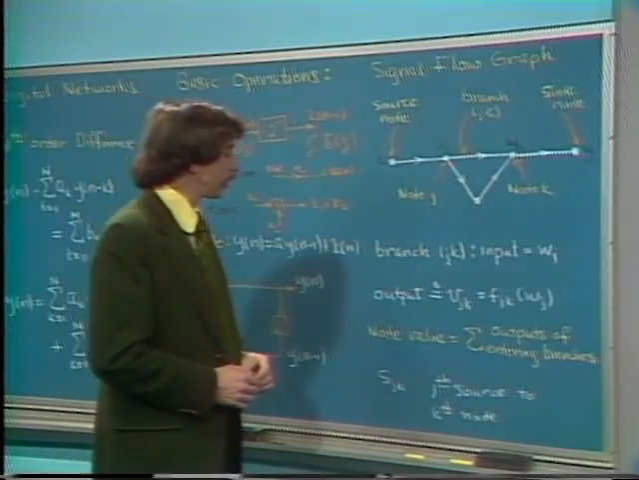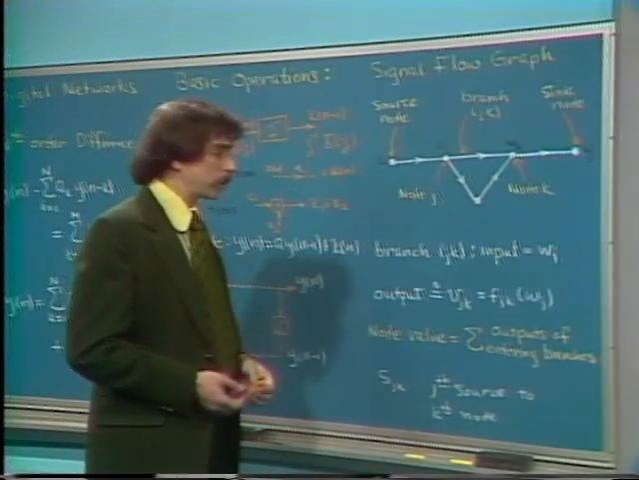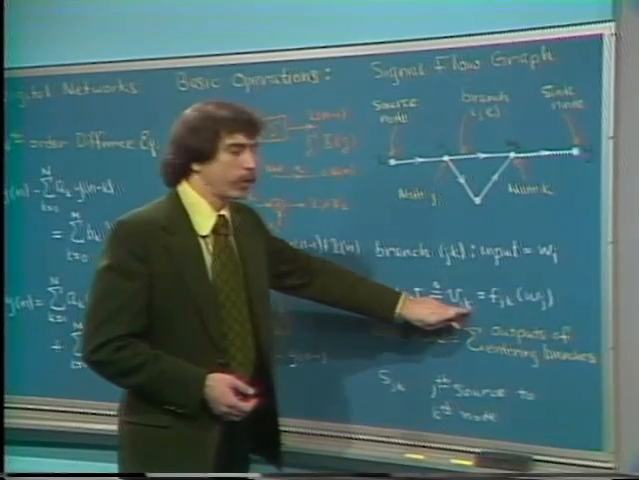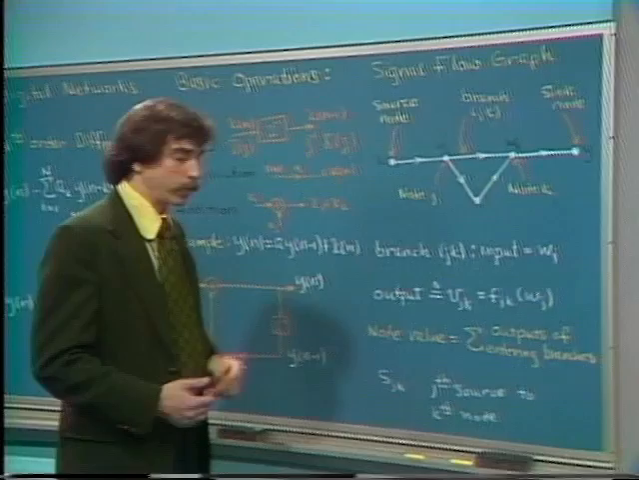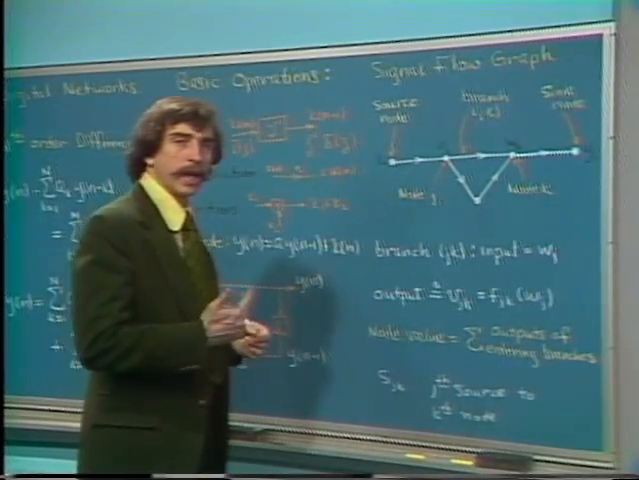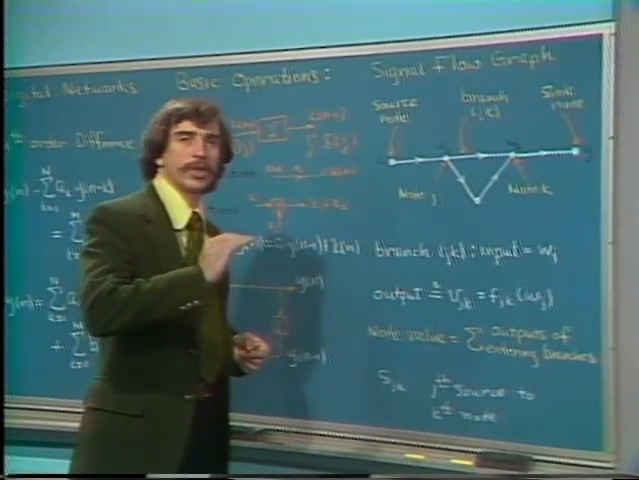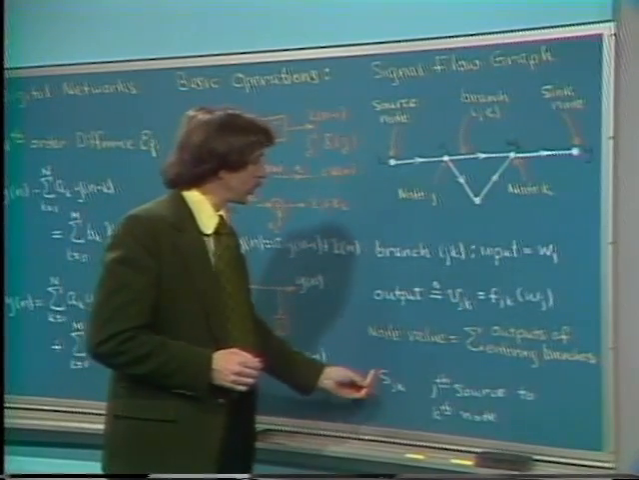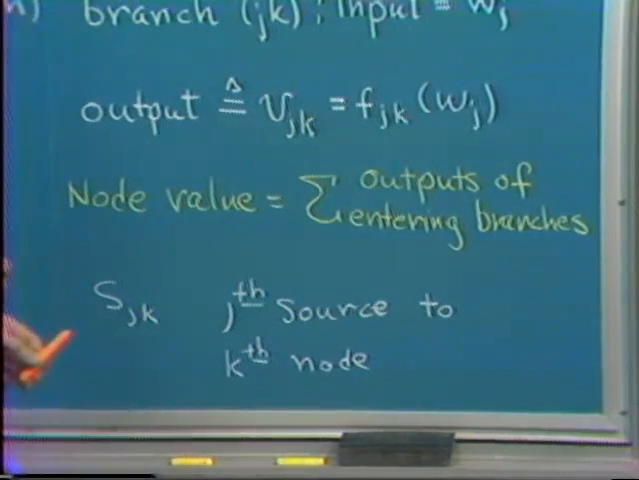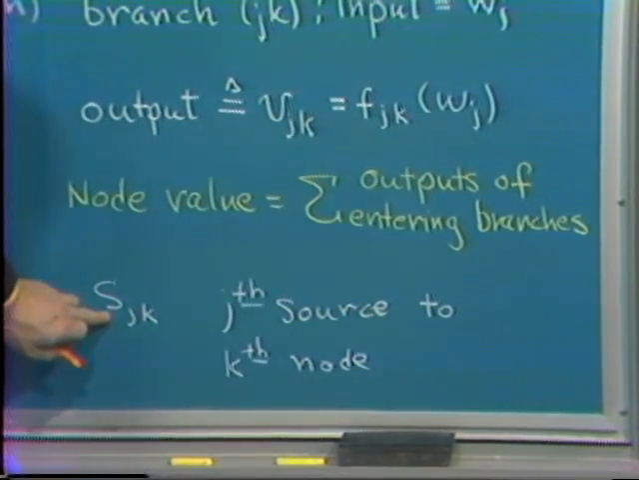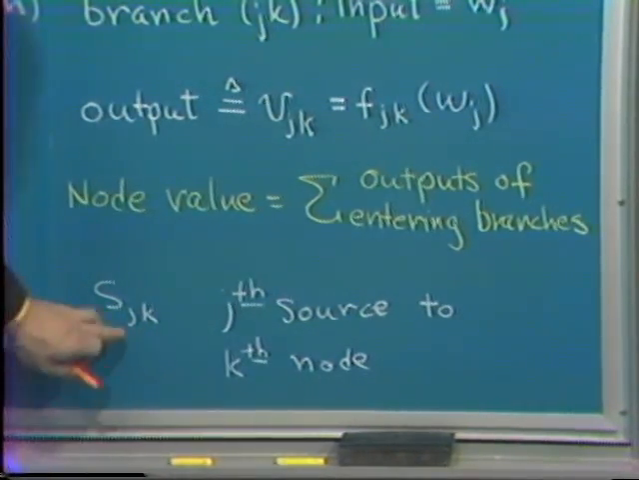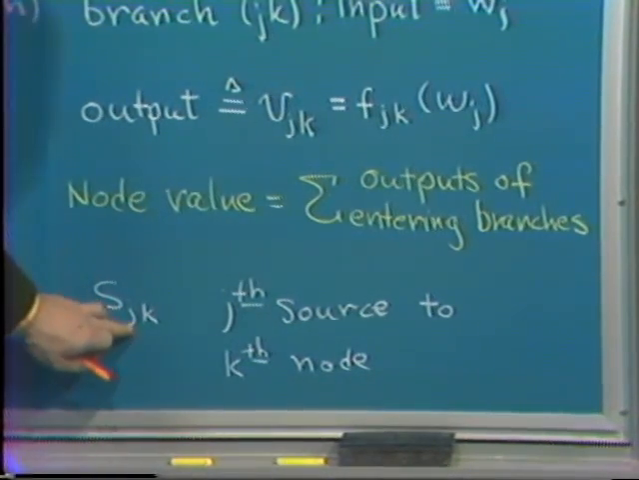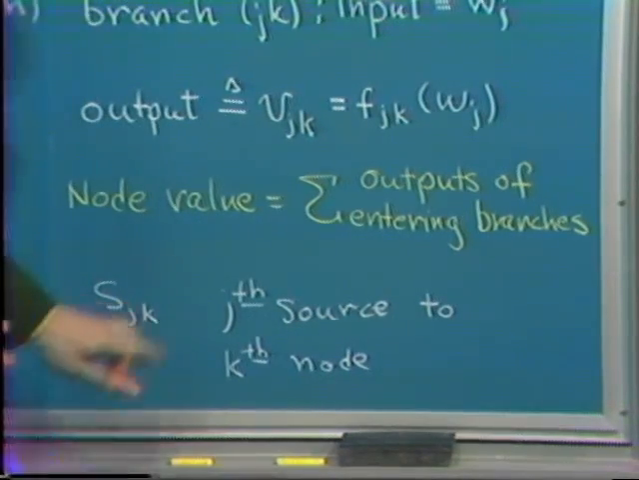It's also convenient to separate notationally the output of the branches from an internal node to another internal node, or from a network node to a network node, from the output of those branches that originate at sources and go to network nodes. And the notation that we'll use is S sub jk, corresponding to the output of the branch that goes from the jth source, the sources being numbered differently from the network nodes, to the kth network node.